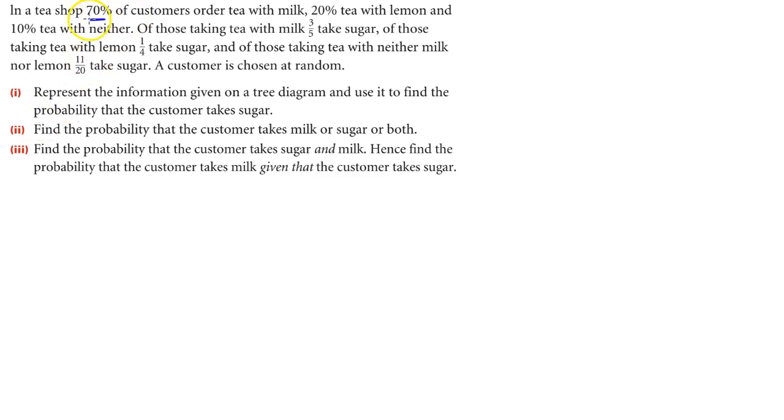Okay, here we are. We've got a tea shop. 70% of the customers like milk, 20% like lemon, and 10% don't like either. And of those that take the milk, 3/5 like sugar, and 1/4 like sugar for lemon. They give us all these probabilities, and they ask us to draw a tree.